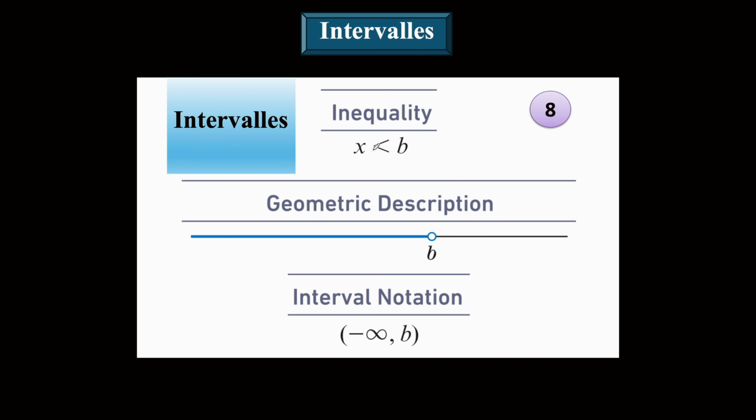Let's see this one also. So x is strictly smaller than b. This means from minus infinity until b, we don't have equal, so b is excluded. Interval notation for that, from minus infinity until b, and b is excluded.